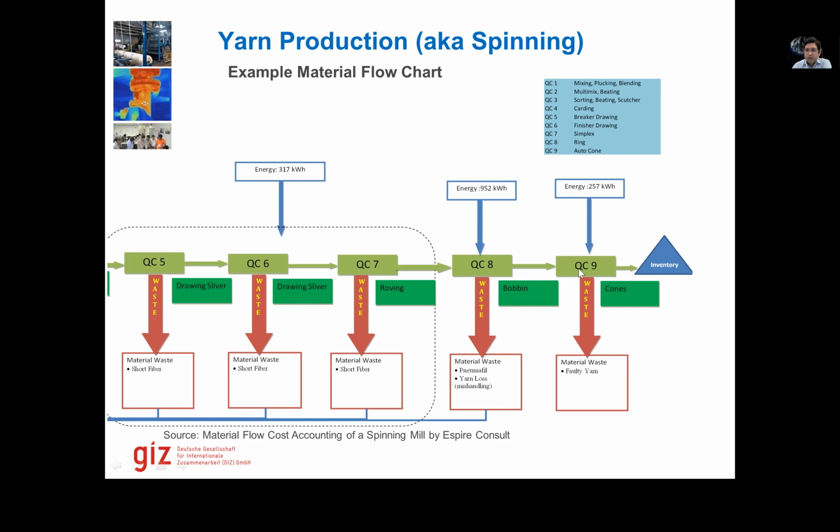Now, why the term QC? There is an ISO standard for material flow cost accounting. I forgot the number of this ISO standard, maybe you can look it up on the internet in parallel. This standard requires us to combine processes, or define the processes, into quantity centers. So for example, QC1 on top, it's written very small, but maybe you can read it, has 3 processes in it: mixing, plucking, and blending.